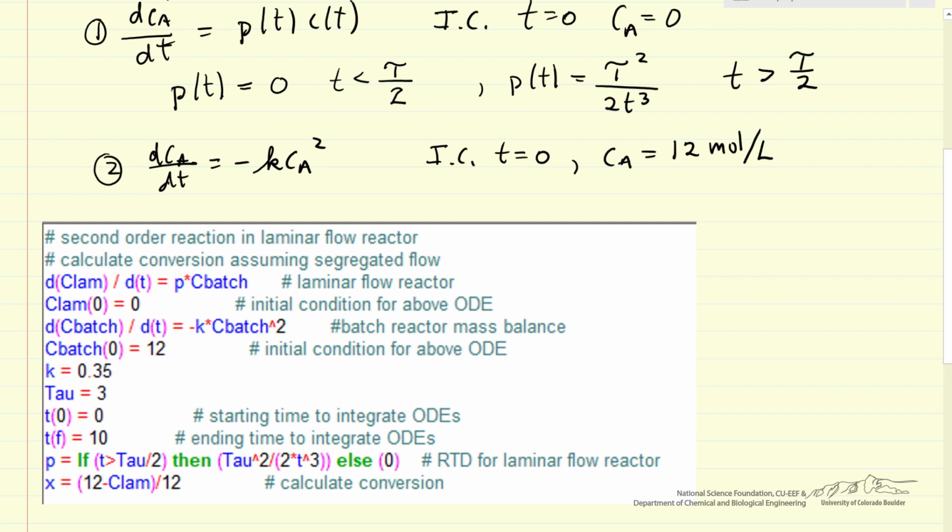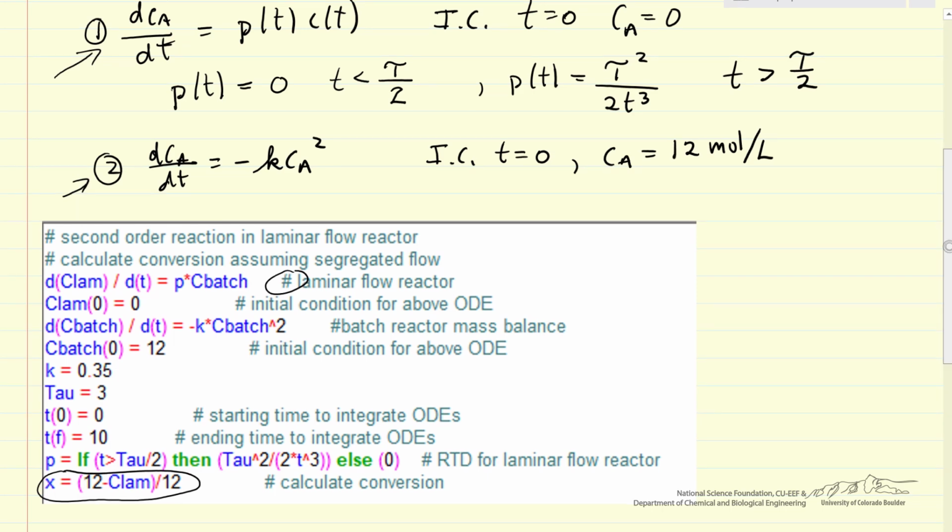Here's the Polymath program, where C batch is the concentration here, and C laminar is this Ca bar. I put in initial conditions. I've also included, by using this number symbol, a comment: everything after it is just a comment. And in this simulation, I also calculate the conversion, what fraction of the feed is converted.